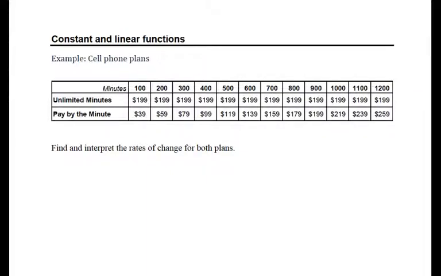With cell phone plans, we have here an example of a constant function and a linear function. By modern standards, these may not be really realistic cell phone plans, but they serve the purpose of illustrating these two types of functions very well, and they're easy to understand. So, looking first at our unlimited minutes plan, we can see right away an important characteristic of this is that the output is $199 no matter how much you use your phone.